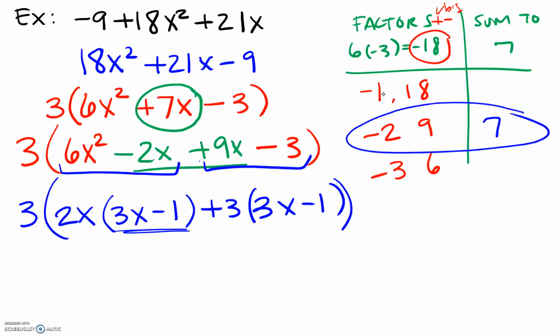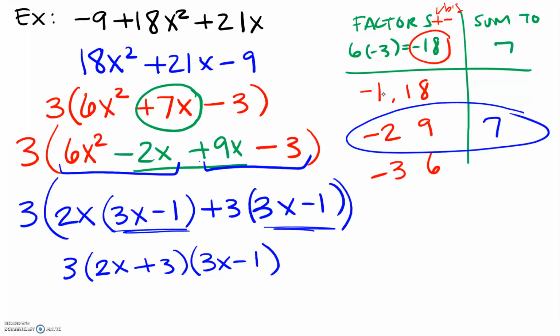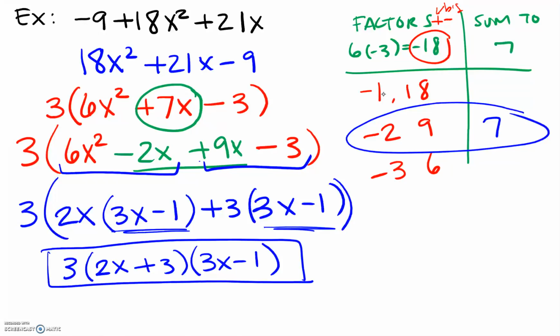And this, ignoring the 3 in the parentheses on the outside, we know we can rewrite. It's just factoring by grouping. It's 2x plus 3 times 3x minus 1, and there's still a 3 on the outside of all this being multiplied. This is our final answer. Now, if you're curious what would have happened if you hadn't factored out that GCF of 3, I'll do that for you now. Otherwise, you're done.